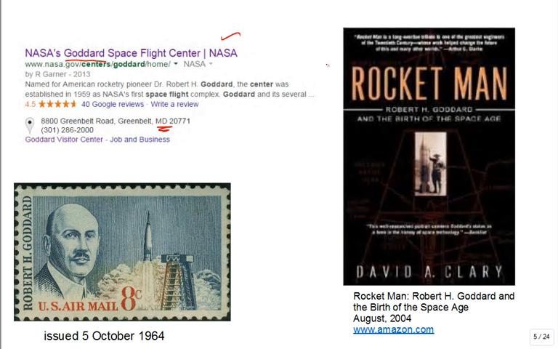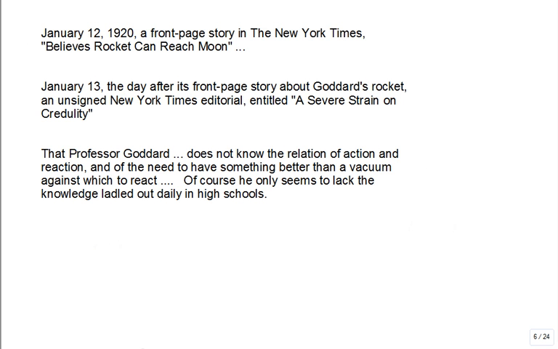There's a popular book. It's an easy read, actually a good book. It's The Rocket Man, Robert Goddard and the Birth of the Space Age. I think it was published in 2004. And this I grabbed off of Amazon. Also in 1964, they honored him by putting him on a postage stamp. That's usually a symbol of honor, respect, and all that. So there he is. But he wasn't always honored.